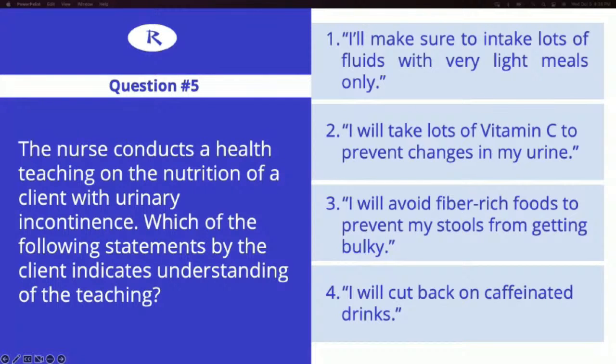Okay. What is going to be a proper understanding of how to change the diet if you are struggling from urinary incontinence? Hey, you guys are on fire tonight. Yes, you guys are on fire tonight.